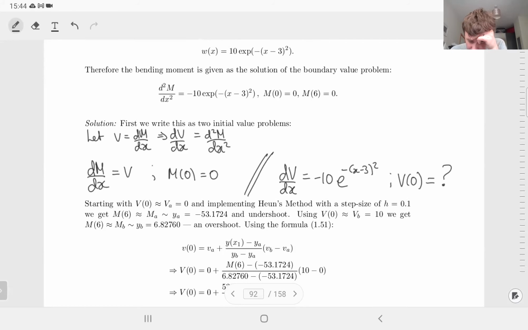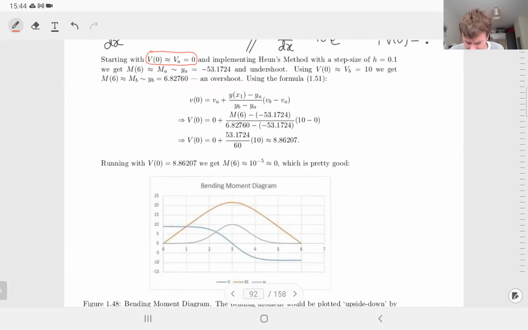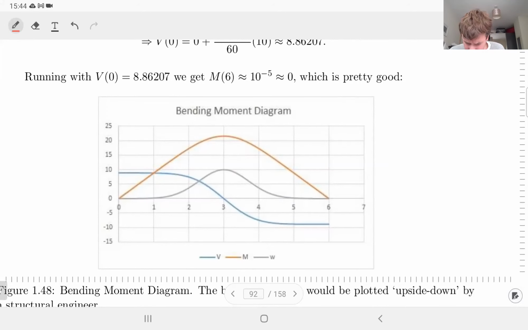So starting with, now do we have a picture? Not a very good picture. I'm going to draw down below. So I appreciate you don't have all the same colors. Maybe I'll try and stick to the colors you might have. So starting with an initial slope of 0. So that actually corresponds to shooting exactly where you're supposed to be going. So I'm going to go down the bottom. Let's have a picture of that. So again, I appreciate you don't have all the colors.